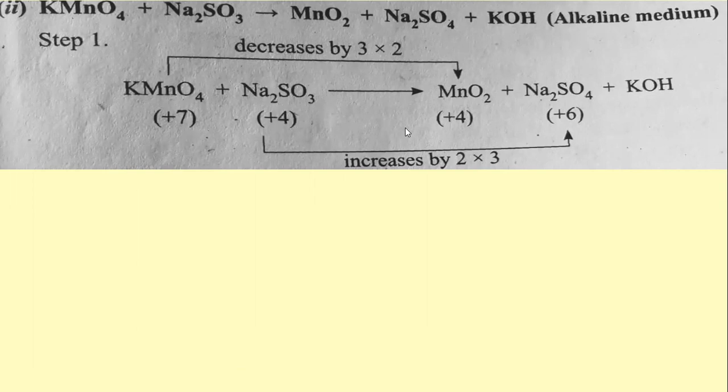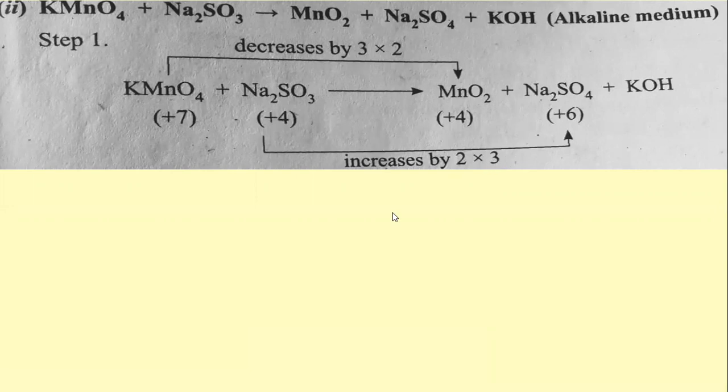I have written all the calculated oxidation numbers and now we have to find out which will be the oxidation and which will be the reduction. Here you see the manganese goes from +7 to +4. Here it decreases by 3 electrons. So which means we get a reduction reaction there, whereas in sulfur, from +4 to +6 it increases by 2. So it is said to be an oxidation reaction.